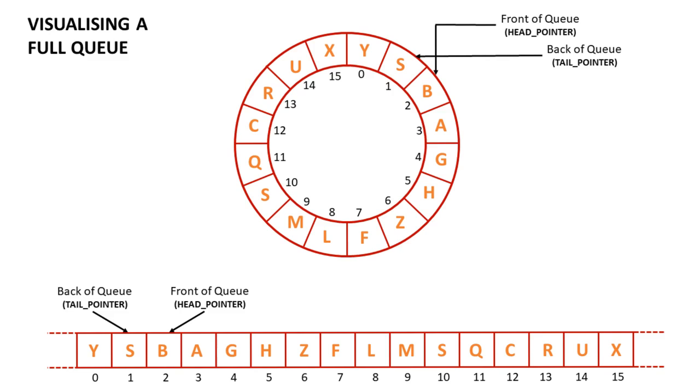This is what a full queue would look like if it's implemented in a circular fashion. We can see here we're now checking if the queue is full, and it's full if the tail pointer is one less than the head pointer. In other words, if we had to increment the tail pointer one more to add something to it, it would then be at the same position as the head pointer.